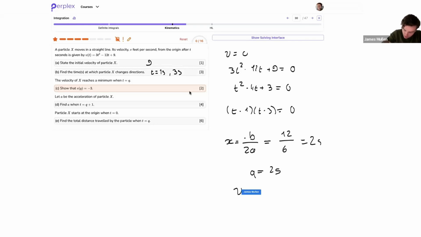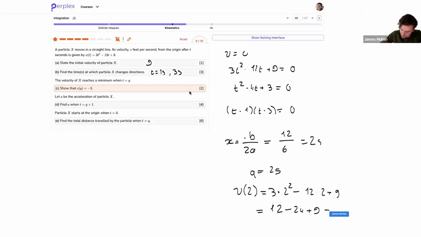So if I do v of 2, I'm going to get 3 times 2 squared minus 12 times 2 plus 9. That's 3 times 4 is 12. Hang on, something is, yeah, this is fine. 12 minus 24 plus 9.